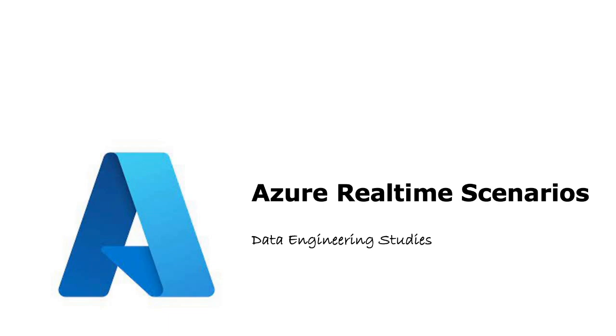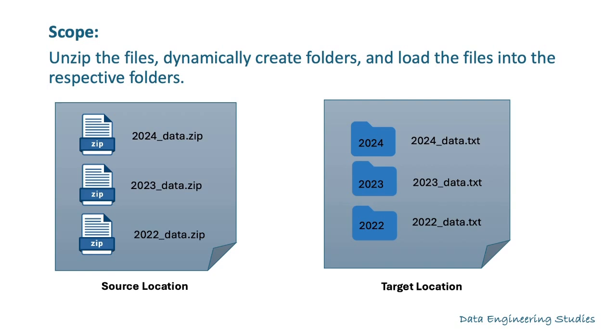In the Azure Real-Time Scenarios playlist, we are going to see an interesting Azure use case. The scope of this use case is we are going to create an Azure pipeline which unzips a set of files from the source location and loads the files into the respective folders. If you see the source location, we have three zip files: 2024 data, 2023 data and 2022 data. While loading these files to the target location, we are creating three folders dynamically and we are unzipping the files and loading these files in the respective folders.